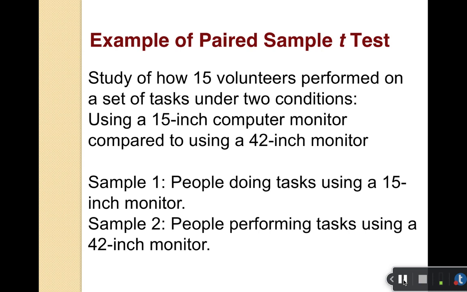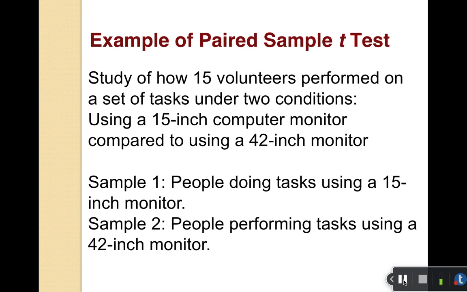Your book gives an example about calculating how employees make widgets and whether or not that improves when they get back from a vacation or not. I have a slightly different example here. In this case, we're interested in how volunteers perform a set of tasks under two conditions, using a 15-inch computer monitor or a 42-inch computer monitor. So in this case, I have the same people in my study. I run them through asking them to do this task on a smaller monitor, and then I switch the people over to use the larger monitor, and I see how their performance changes across time in those two conditions.